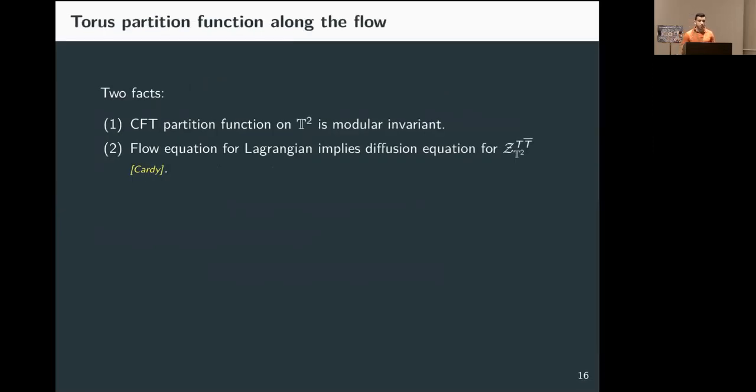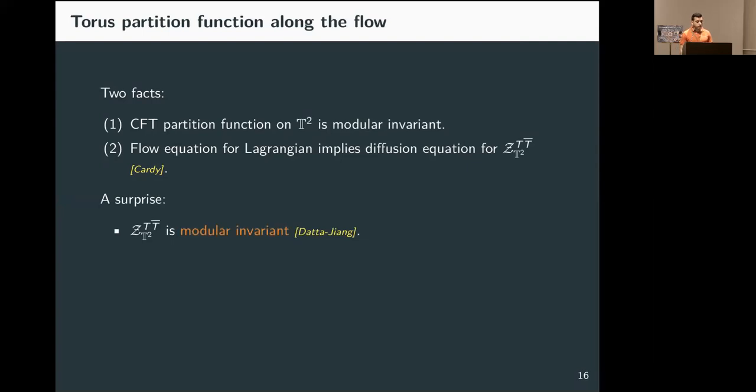And let me discuss instead the torus partition function. So it is very well known that the partition function of a CFT on the torus is modular invariant. Also, we can write down our flow equations with respect to this parameter tau for the partition function of the TT-bar-deformed theory, and it is a diffusion equation for this torus partition function.